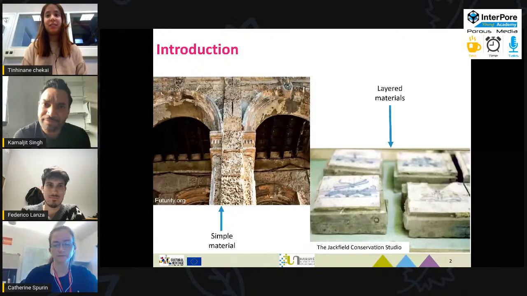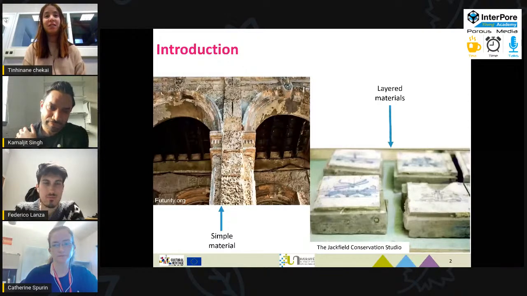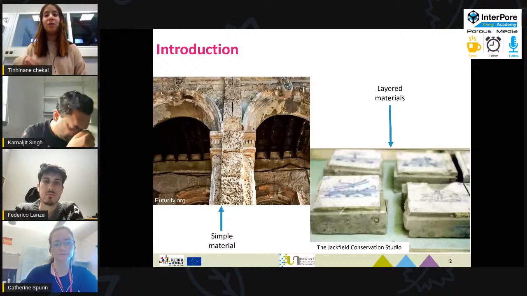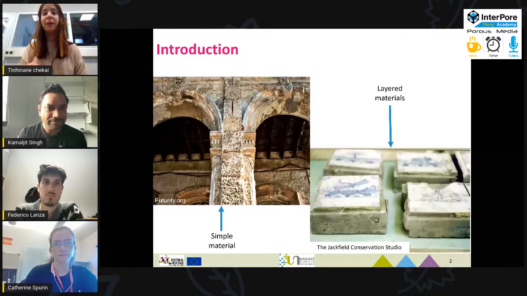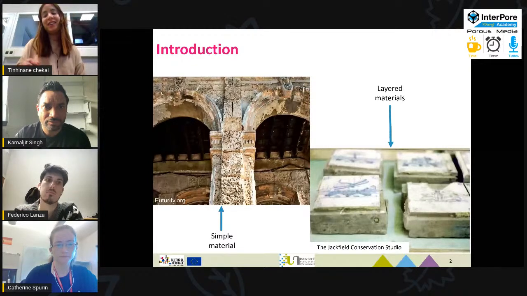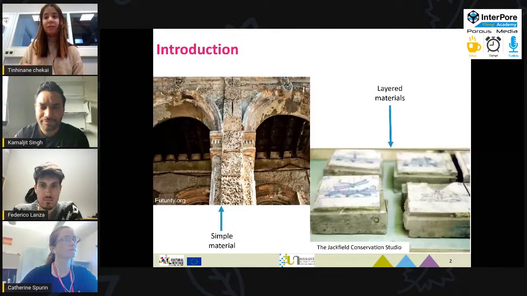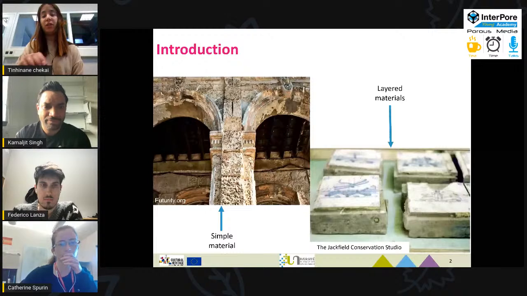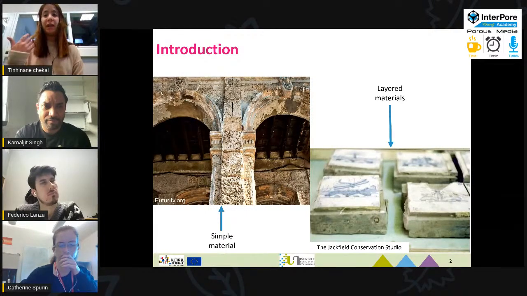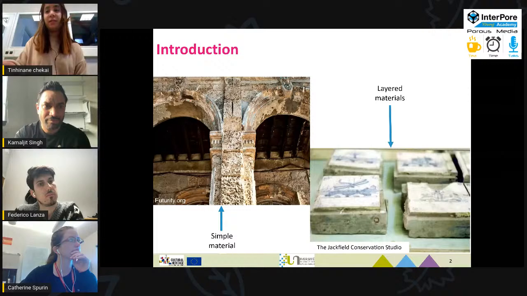So salt crystallization damage is one of many mechanisms that threatens our cultural heritage. Most often artworks are multi-layered structures, but we can find mono-layer structures too, so they have different physical properties. In recent years, much has been done to understand the salt crystallization process in one-layered materials, and not really much has been done on studying layered materials. So with my project, we are aiming to study the damage caused by crystallization in layered materials.